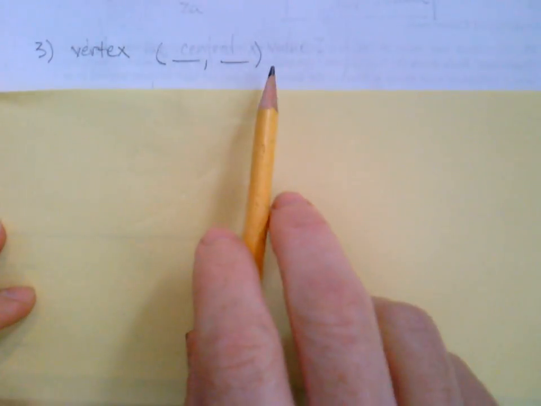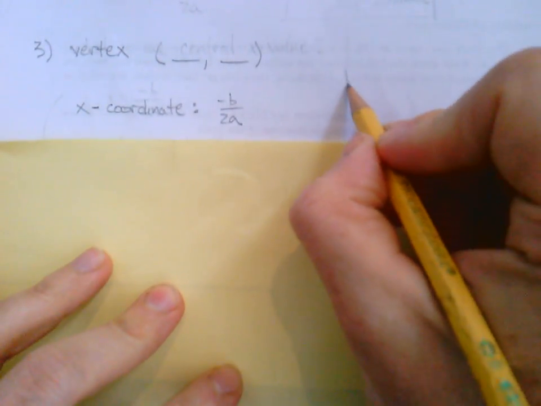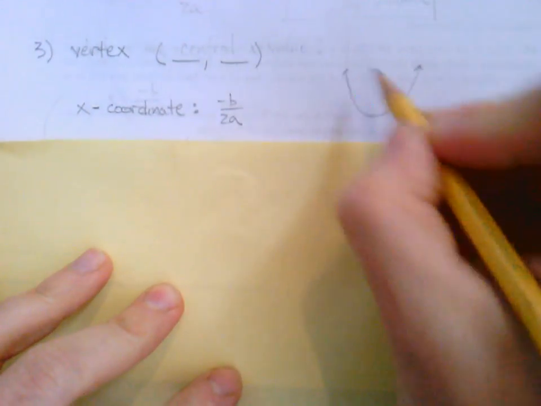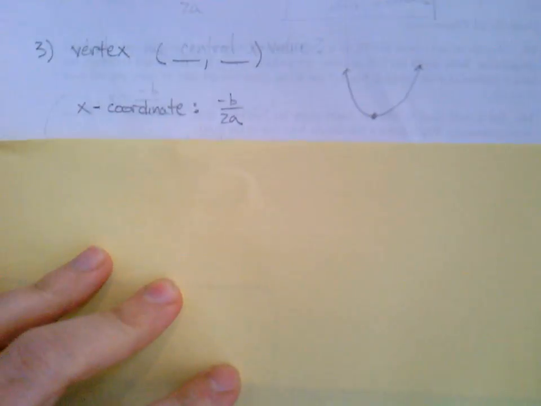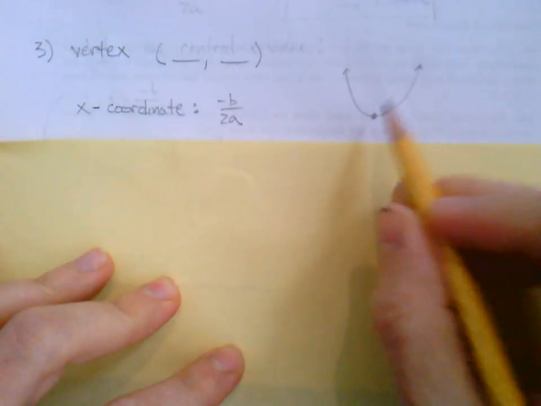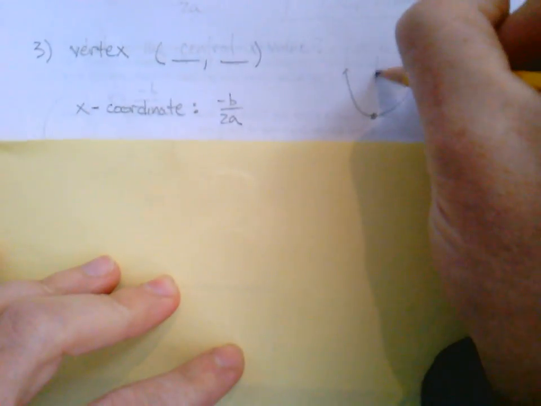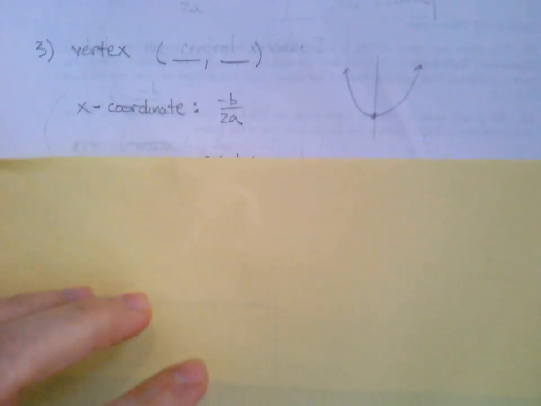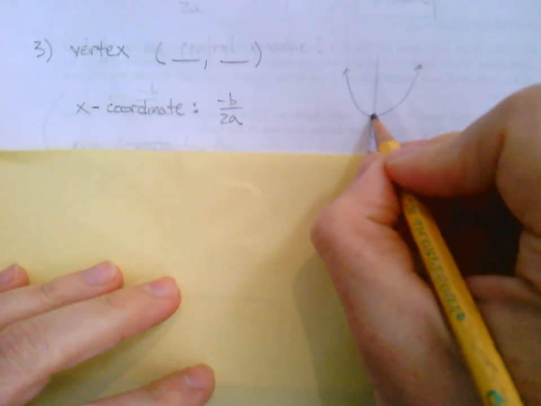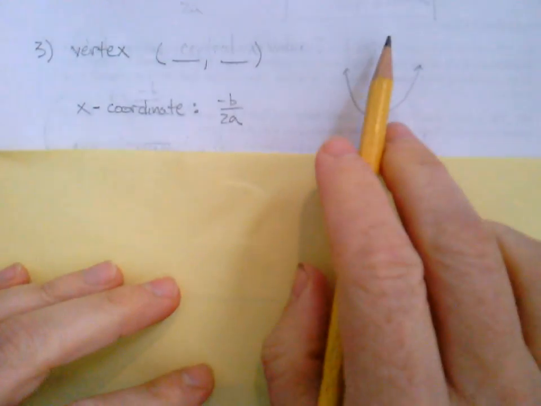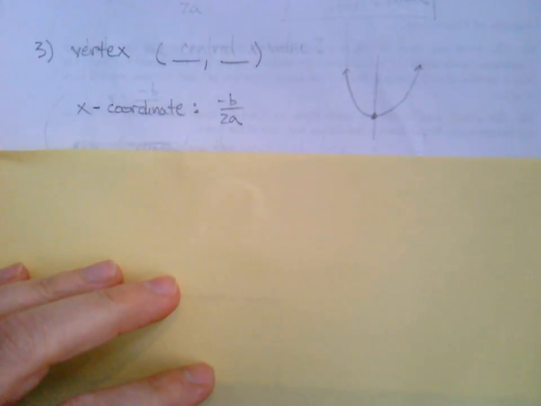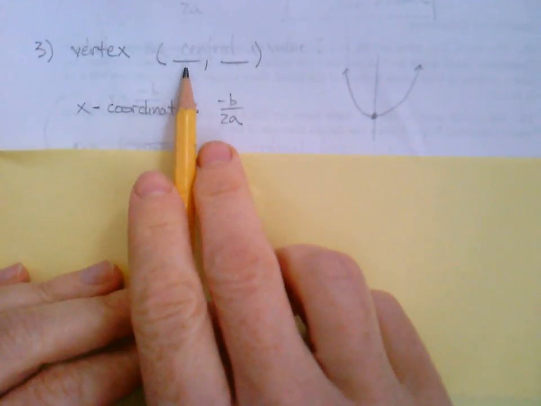The vertex is an ordered pair. It has an x coordinate and a y coordinate. The x coordinate we already know. It's negative b over 2a. Why is that? Well, I'll make this picture again. Remember, the vertex is right there at the center, either at the bottom or the top, depending. And if we know the axis of symmetry, then that x value is going to be the same as the x value for the axis of symmetry. It's also, the x coordinate, it's also negative b over 2a.